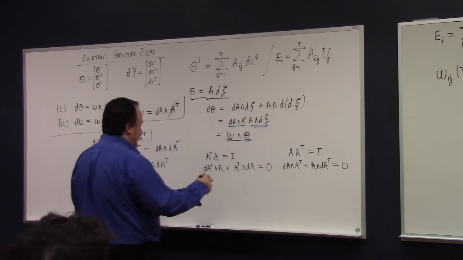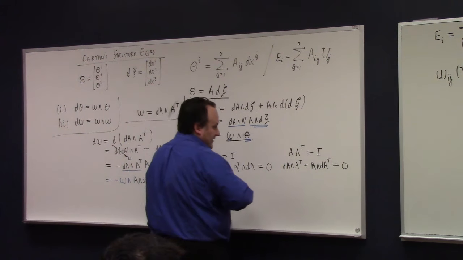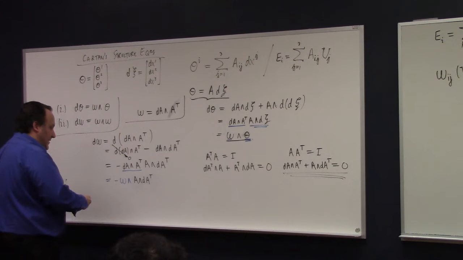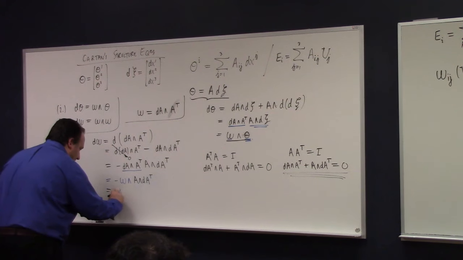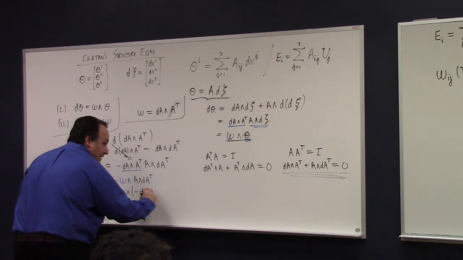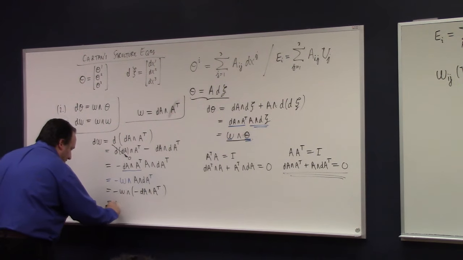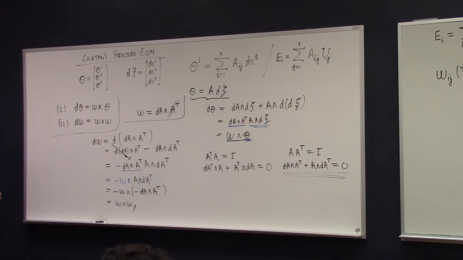So if I use this one right here, that one's nice, right? Because that allows me to trade A wedge dA transpose for minus dA wedge A transpose, yeah? The minus and the minus cancels, and we've got omega wedge omega. Because dA wedge A transpose is omega by my calculation at the start of class.